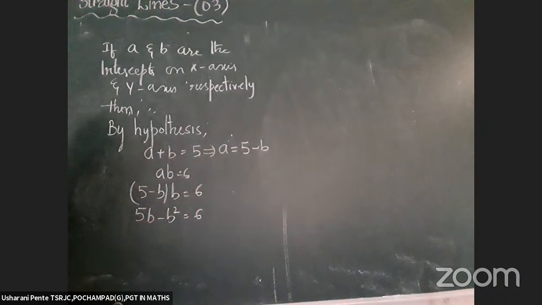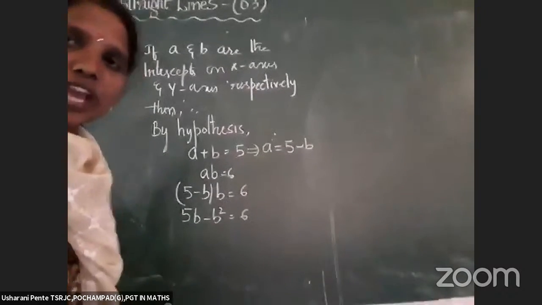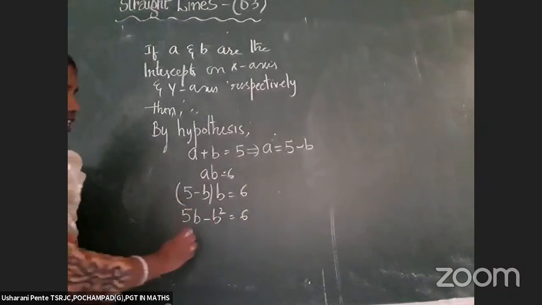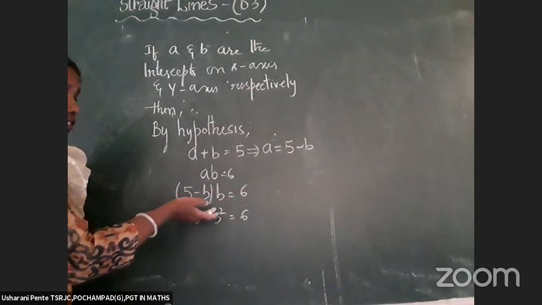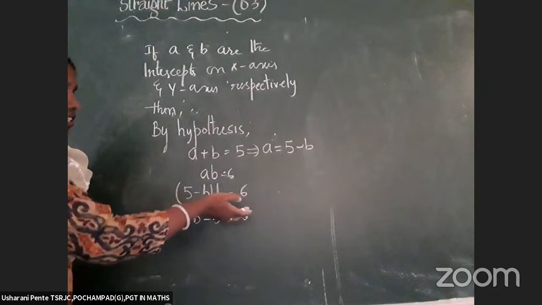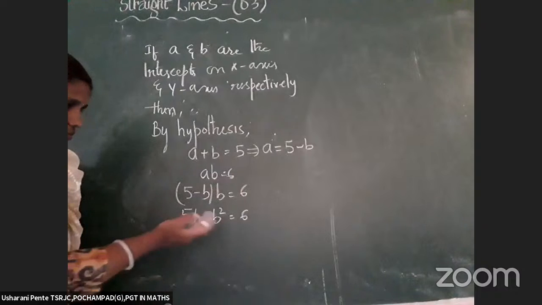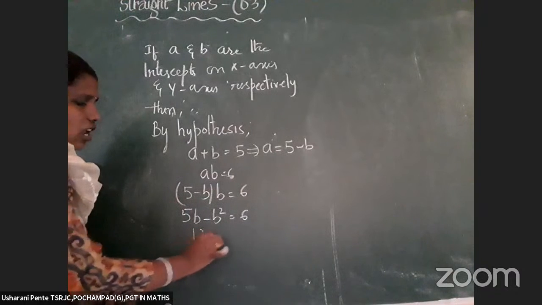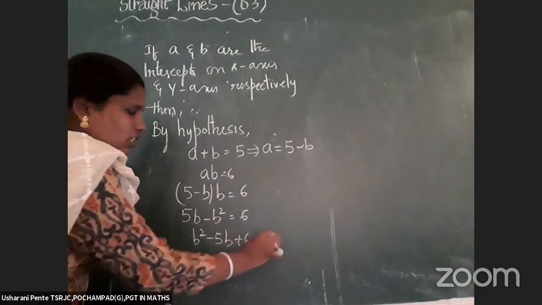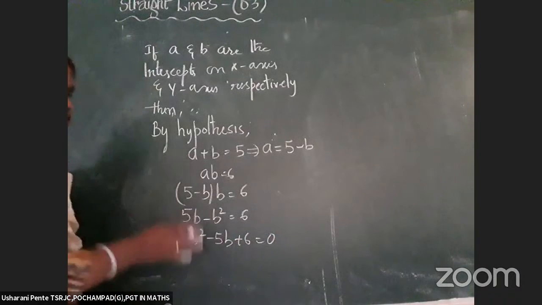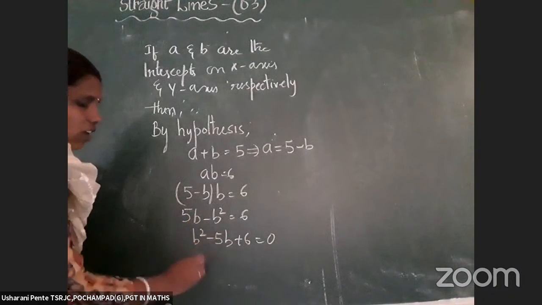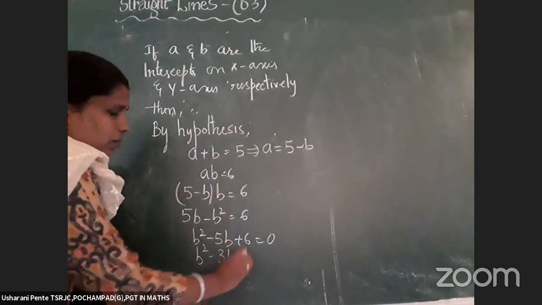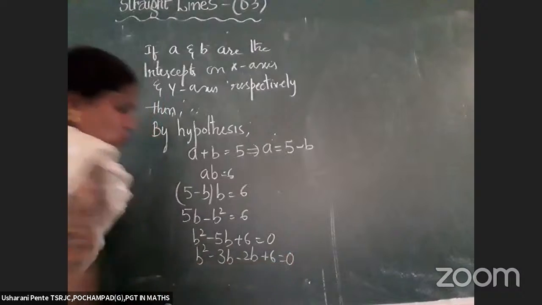As here I have the equation in B square, it is a quadratic equation in B. Therefore I am taking all the terms to the right hand side, so that the degree 2 term will be positive. So B square minus 5B plus 6 is equal to 0. Now solving the quadratic equation, we need to take the factors. So B square minus 3B minus 2B plus 6 is equal to 0.